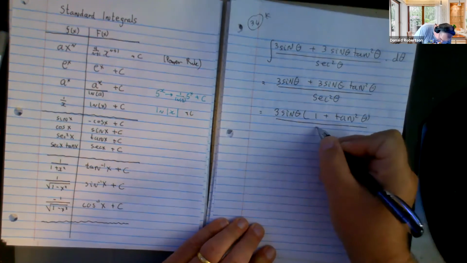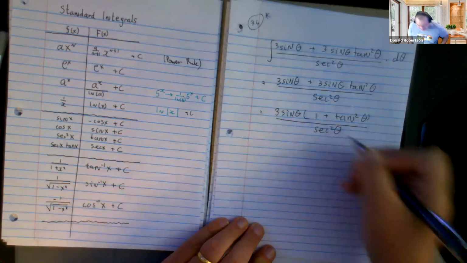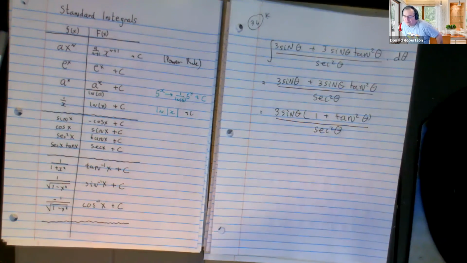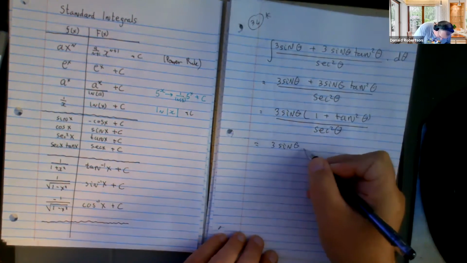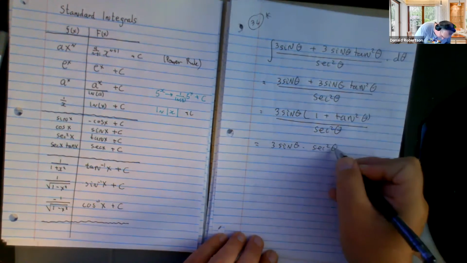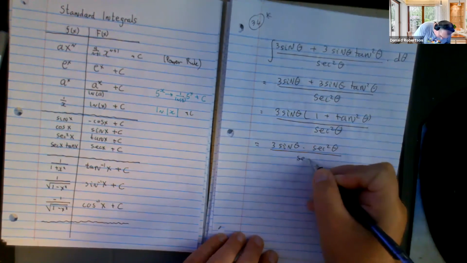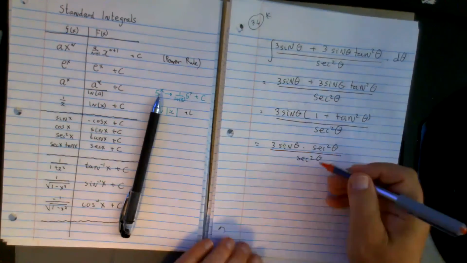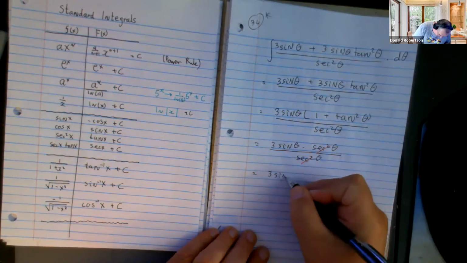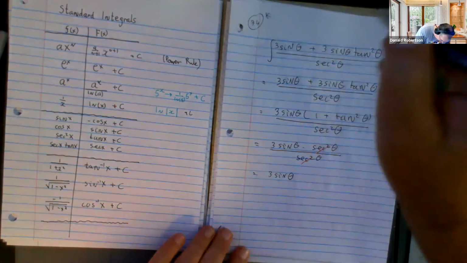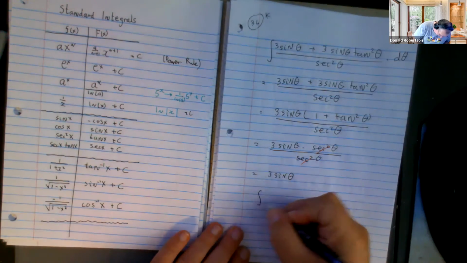You're right, it is. If the world was nice, what would you hope it was equal to, even if you couldn't find it? Secant squared theta. And it is. So now you can cancel. Which means that ugly thing is actually just this thing.